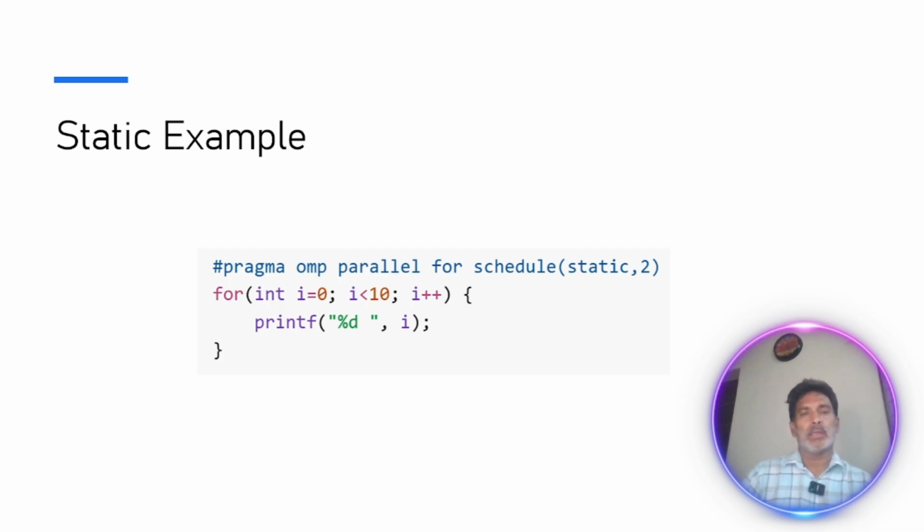Okay, and if you look at static scheduling, how we can implement it in OpenMP parallel programming, you can see here static 2 and the for loop. There are 10 iterations, and this is going to just print the ID, that is the iterations, and how these iterations are distributed among the threads.